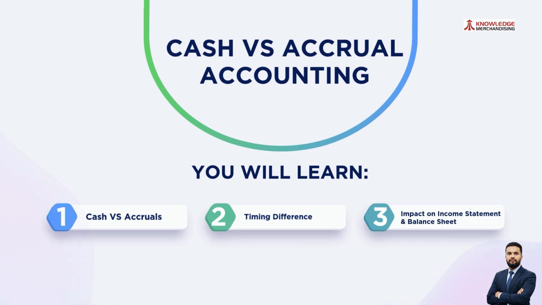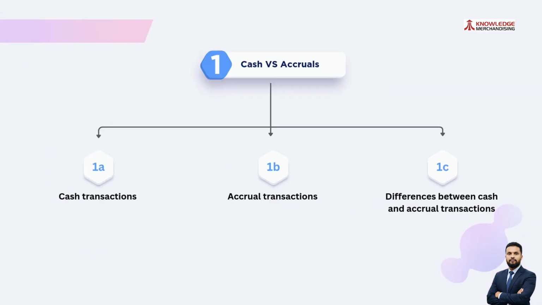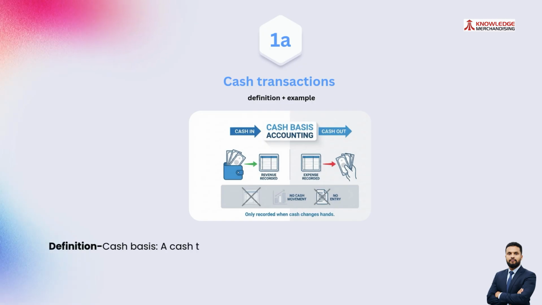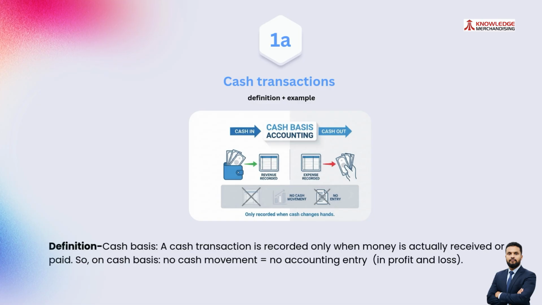Hi everyone, in this lesson, we're going to understand cash versus accrual accounting, what timing differences mean, and how items like prepayments, unearned income, accrued expenses, and accrued income affect the income statement, profit and loss, and the balance sheet. First, cash basis. A cash transaction is recorded only when money is actually received or paid. So on cash basis, no cash movement equals no accounting entry in profit and loss.